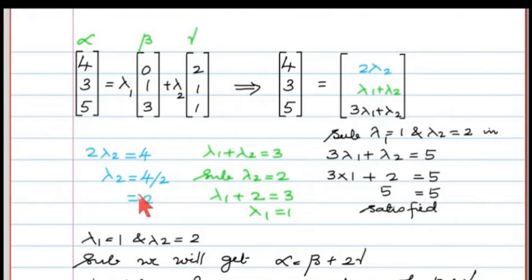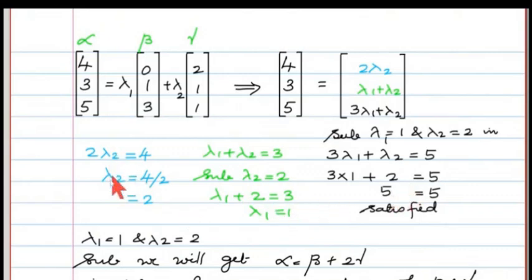So we will get 2. And from the second row, we will get lambda 1 plus lambda 2 equal to 3. So we know the value of lambda 2, that is 2. Substituting the value of lambda 2 as 2, we will get lambda 1 plus 2 equal to 3. So lambda 1 equal to 3 minus 2, that is 1.